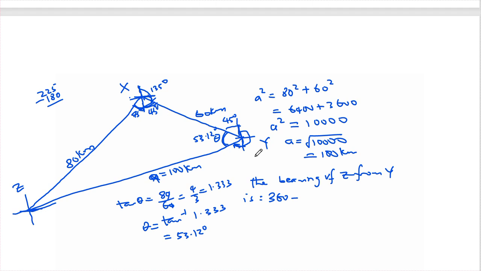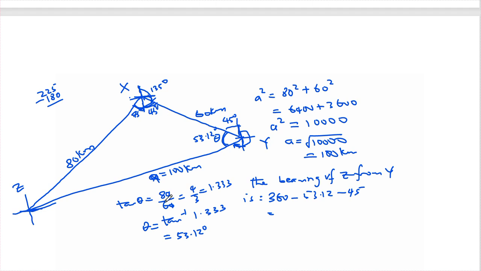So I'm going to say here that the bearing of Z from Y is now going to be 360. I'll start with 360 minus, I can subtract 53.12 and also subtract 45. You have to find a way to manipulate the angles, but make sure whatever you're doing is correct. Remember this is the bearing. Then you have 53.12, you have 45, and that's what we have here.